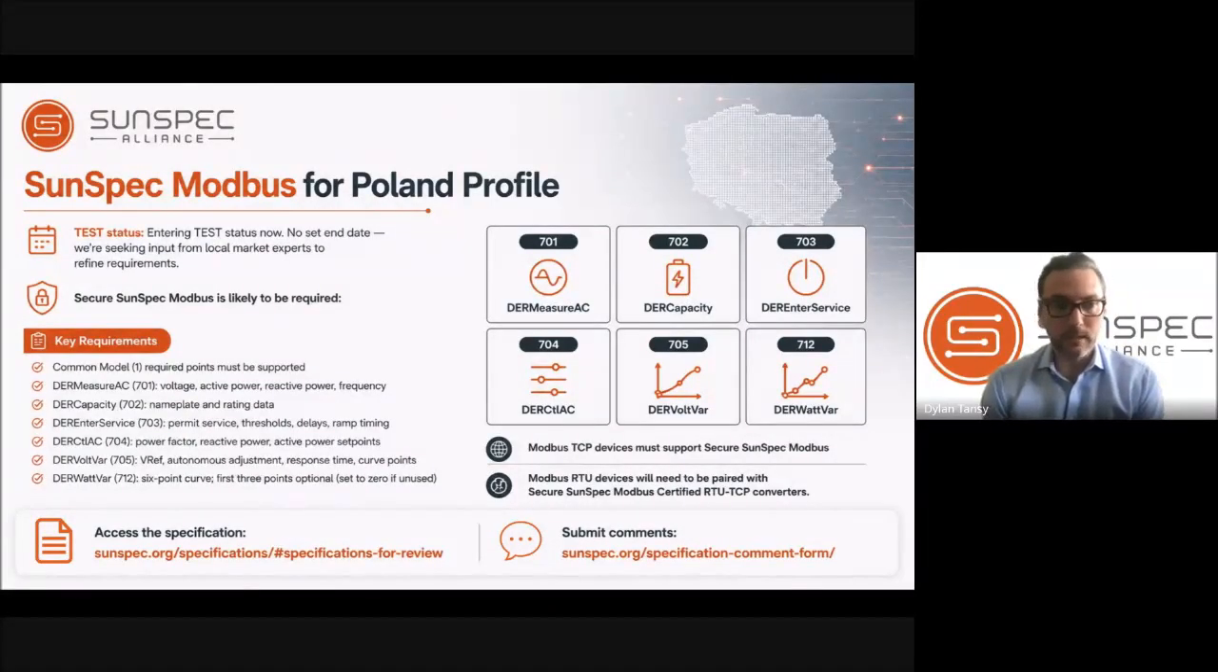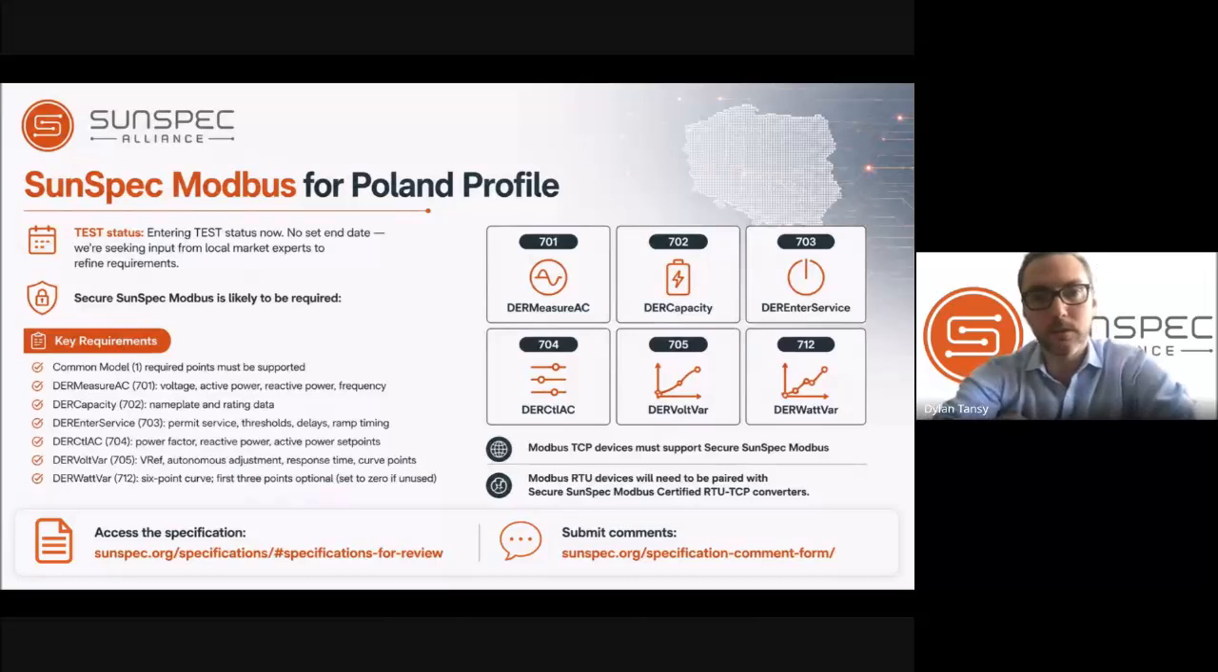One thing we know also is that secure SunSpec Modbus is likely to be required. This is not currently in the Polish profile itself, but secure SunSpec Modbus is its own specification and will need to be implemented. So we know that any Modbus traffic done over TCP over a public network is going to need to be secured, and will need to be secured with secure SunSpec Modbus. RTU devices will be able to continue to participate, but of course they will also need to be paired with RTU to TCP converters that then are secure SunSpec Modbus compliant as well.